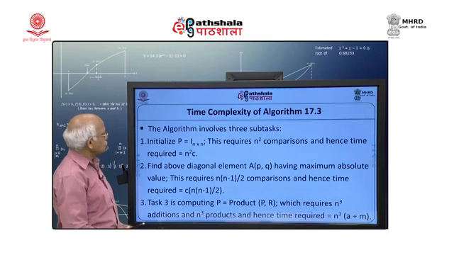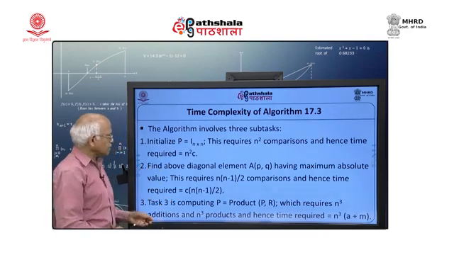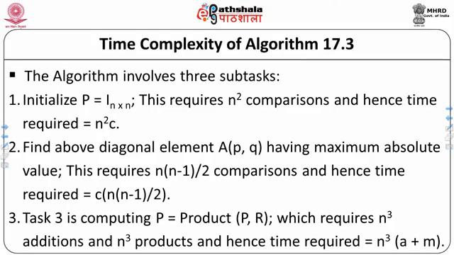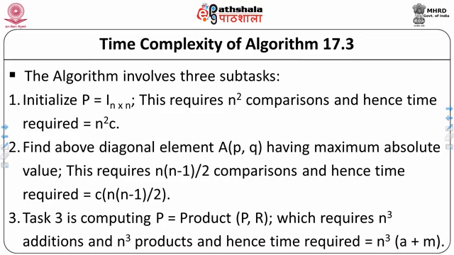For the time complexity, initializing an n cross n matrix requires n square comparisons, and hence time required will be n square c. Finding the above-diagonal element A p q having maximum absolute value requires n into n minus 1 by 2 comparisons, and hence time required will be c times n into n minus 1 by 2, because we are doing comparisons all the time. Then computing the product P R requires n cube additions and n cube products, and hence time required will be n cube into a plus m.